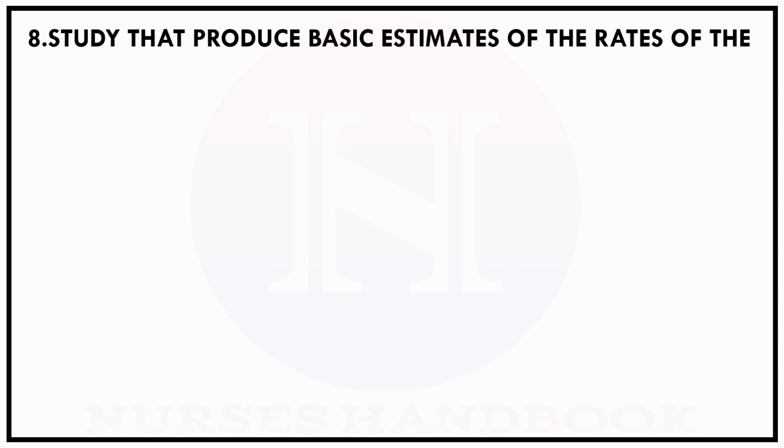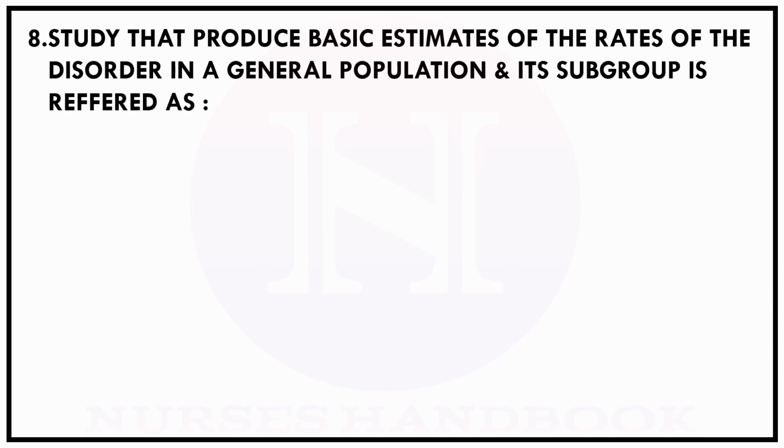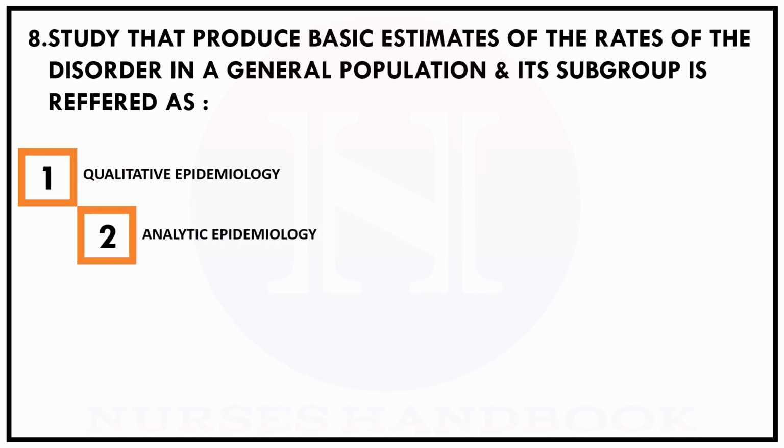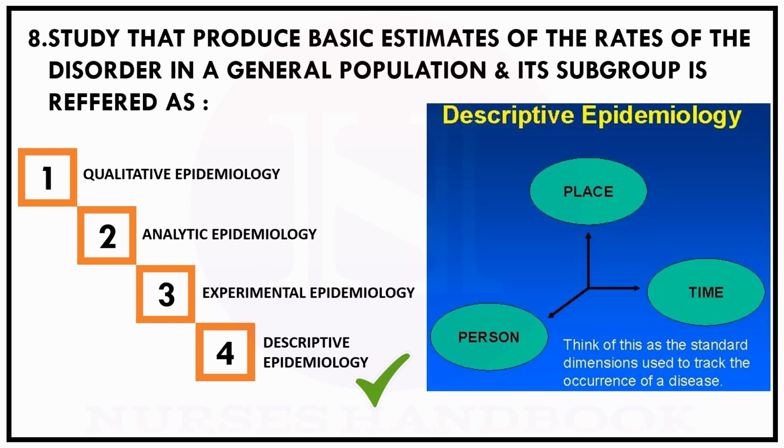Question number 8. Study that produces basic estimates of the rates of the disorder in a general population and its subgroups is referred to as option number 1, qualitative epidemiology. Option number 2, analytic epidemiology. Option number 3, experimental epidemiology. And option number 4, descriptive epidemiology. And the correct answer is option number 4, descriptive epidemiology.